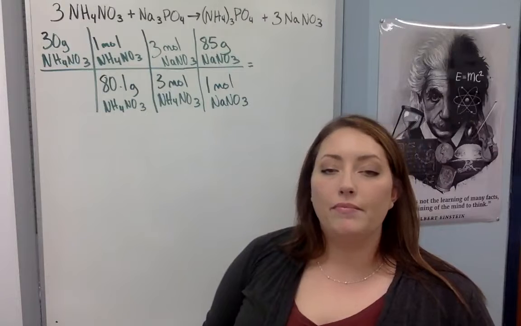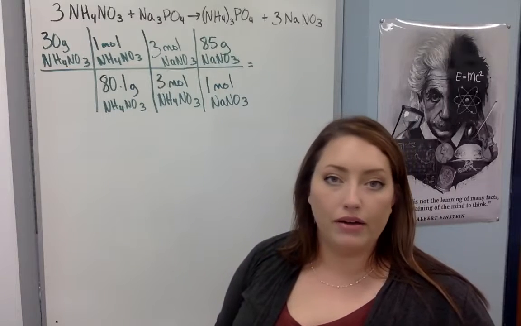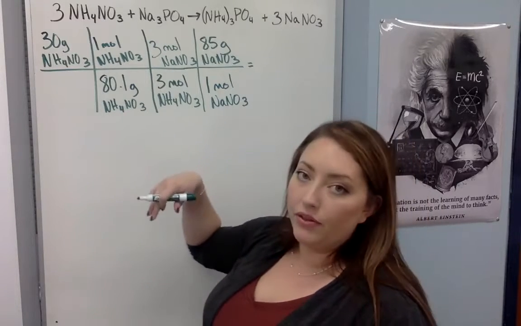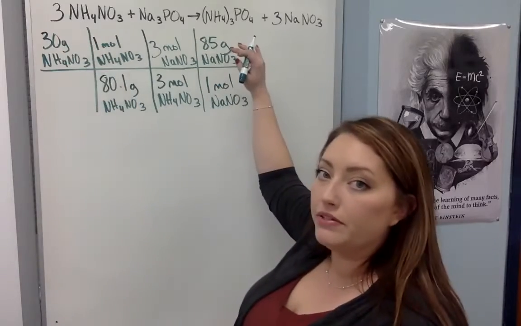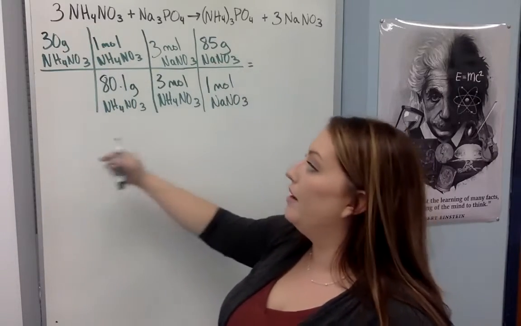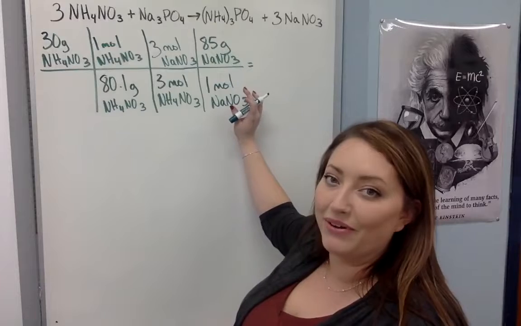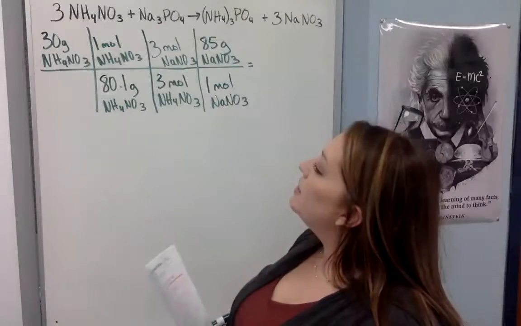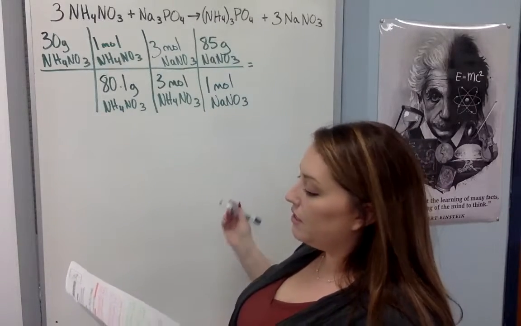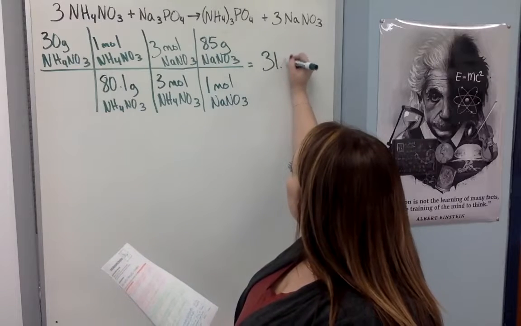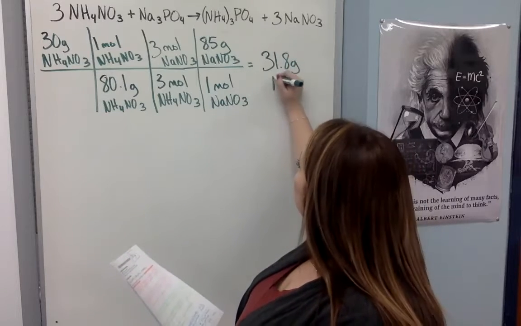Okay. Now at this point, you can put it in your calculator and solve. Just another reminder, you're multiplying all the values on the top and you're multiplying all of it on the bottom and you're dividing the two. Okay, so we're going to get an answer of 31.8 grams.